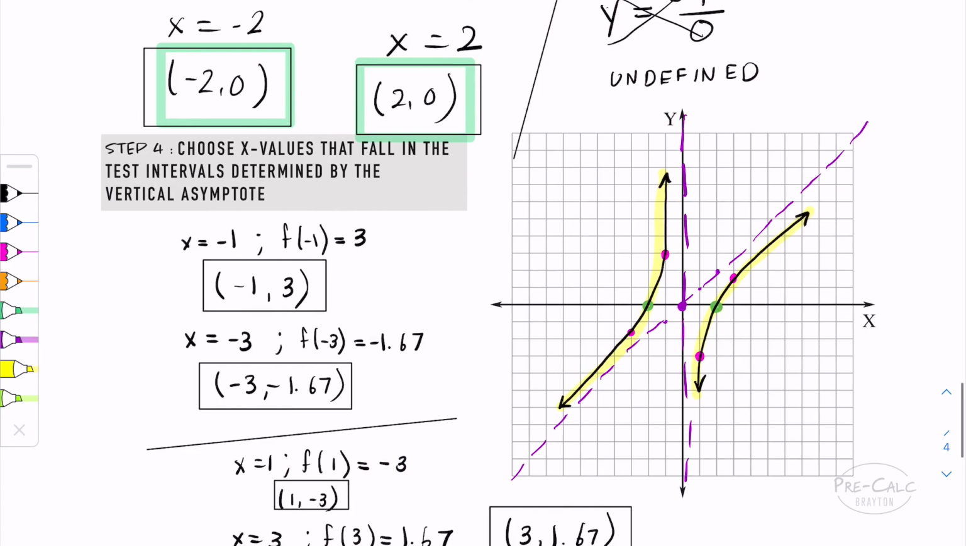So this is your final graph. This graph has both a vertical and an oblique asymptote.